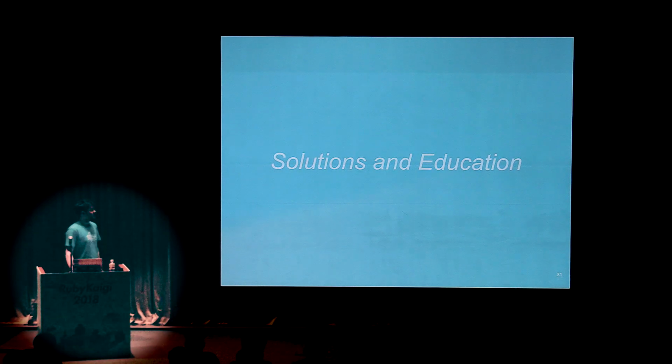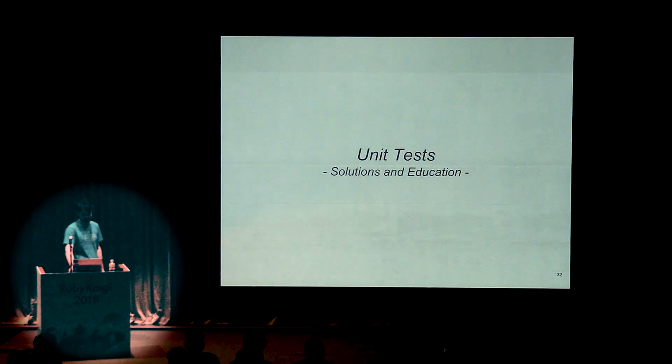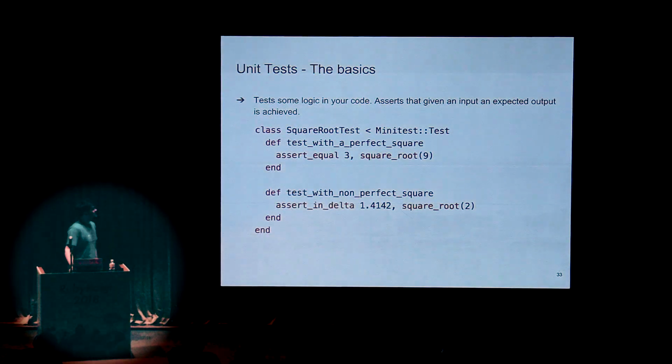And so let's talk a little bit about solutions and education around this topic. So unit tests. This is a unit test. It tests some logic in your code and assumes that given an input, you get an expected output. And you get something really basic. Given the integer 9 to the method square root, we expect 3, and the square root of 2 should be 1.4142. And this has a really simple input. It has the input of an integer, and we get an output of some numeric value.